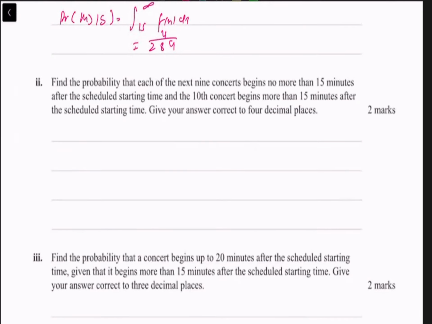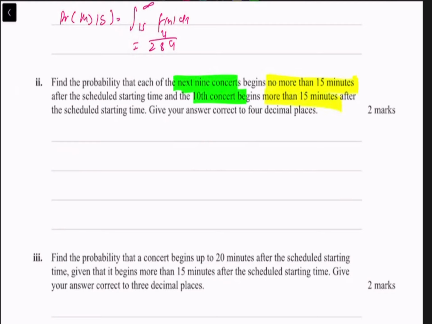So find the probability that a concert starts no more than 15 minutes after scheduled starting time, so between 0 and 15, and the 10th concert begins... Oh, sorry, I missed a whole one. So find that each of the next 9 begins no more than 15 minutes after, and then the 10th one begins more than 15 minutes after.